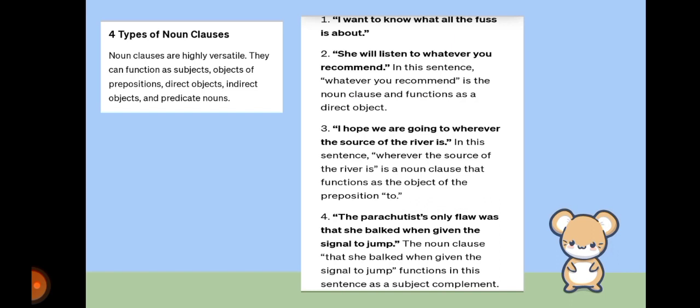In this sentence, wherever the source of the river is is a noun clause that functions as the object of the preposition to. The last one, the parachutist's only flaw was that she balked when given the signal to jump. The noun clause that she balked when given the signal to jump functions in this sentence as a subject complement.